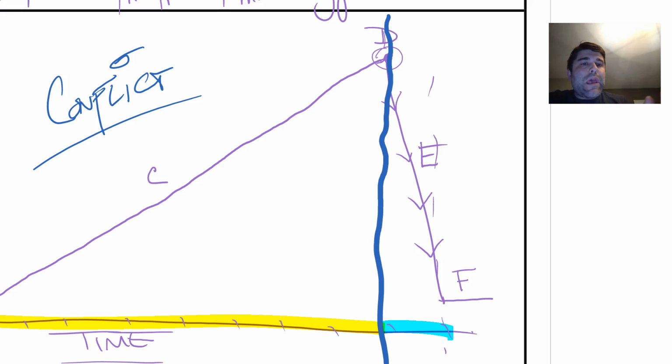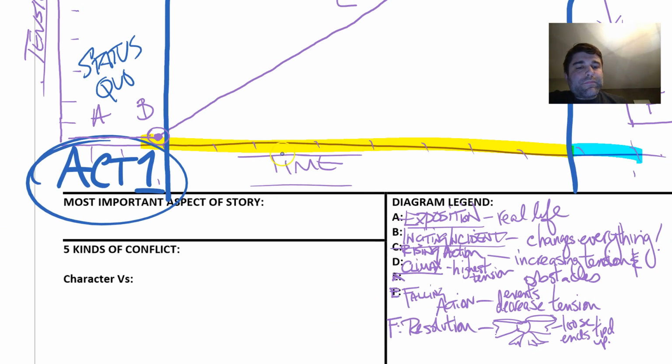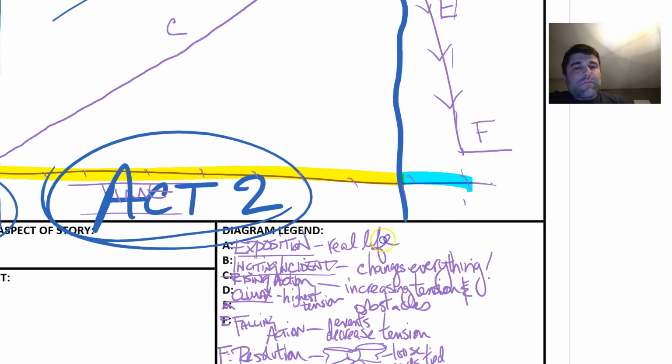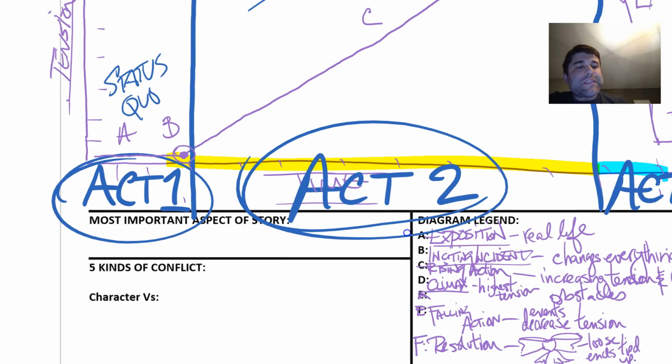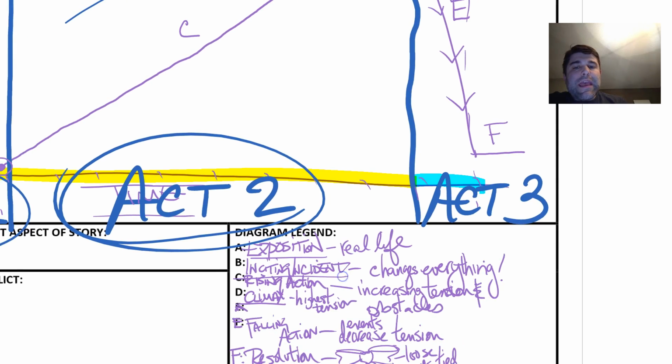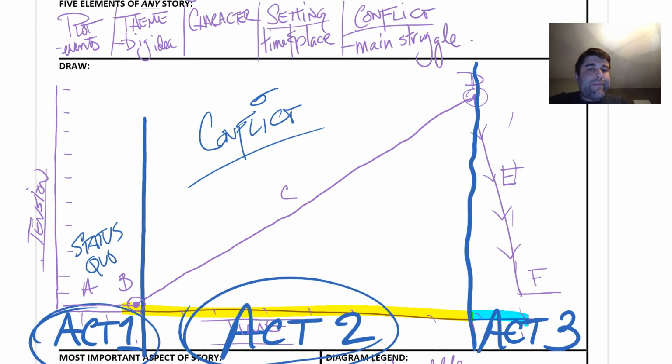I don't have a ruler. This is Act 2. And this is Act 3 by default. This is the beginning, this is the middle, and this is the end. Very simple stuff, guys. Very simple stuff. Aristotle came up with this idea that every story has a beginning, a middle, and an end. And here we've overlaid it with Freytag's pyramid.